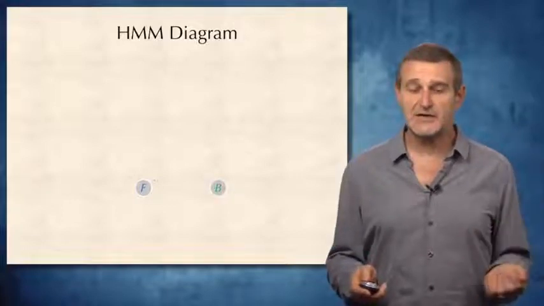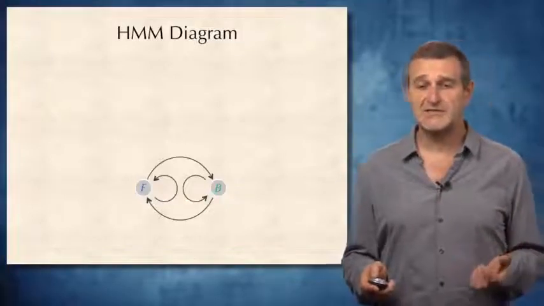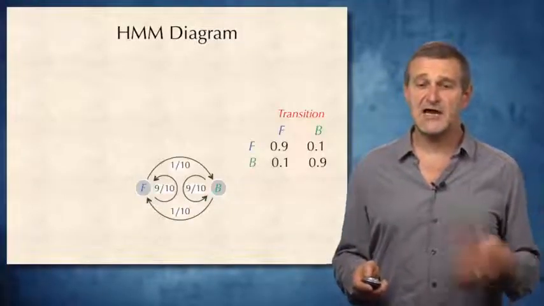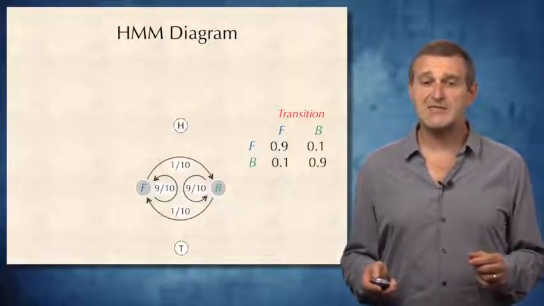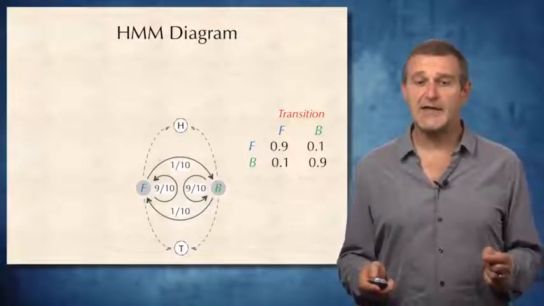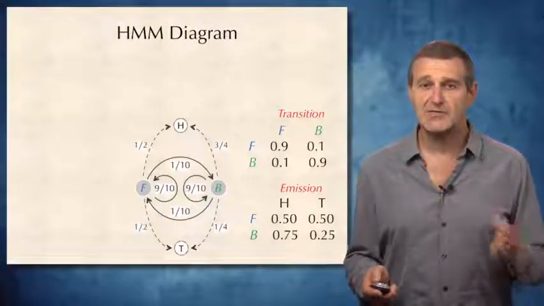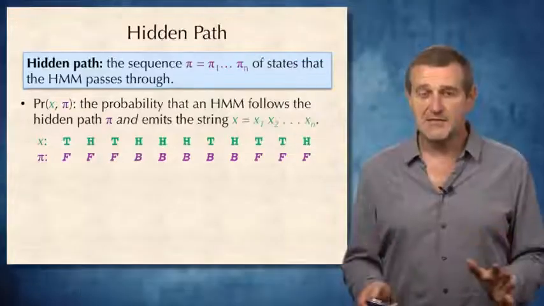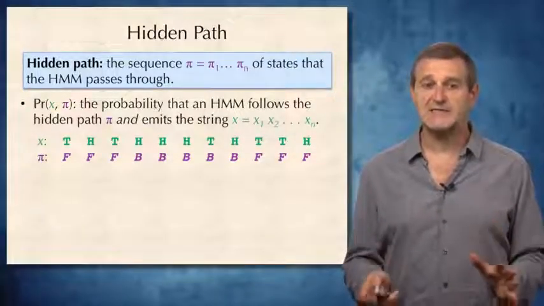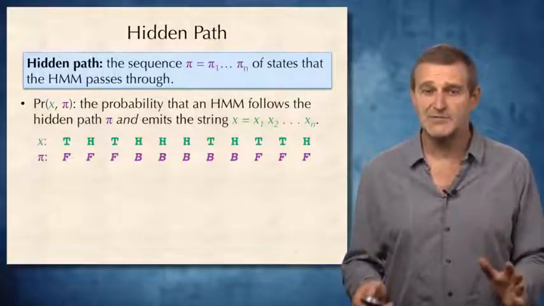In the case of the Crooked Casino, our HMM has two states, F and B, and there are all possible transitions between these states, and these transitions are described by the transition probability matrix. This HMM emits two symbols, H and T, and the probability of emitting each symbol is described by the emission probability matrix. To study hidden Markov models, we will define the notion of a hidden path. The hidden path is a sequence of states that the HMM passes through, and we will denote it as pi equals pi 1, pi 2, ..., pi n.